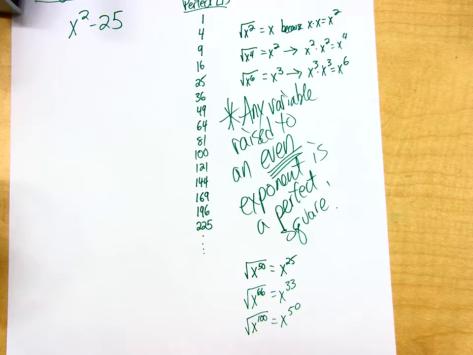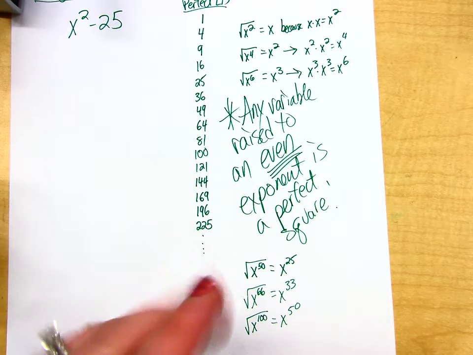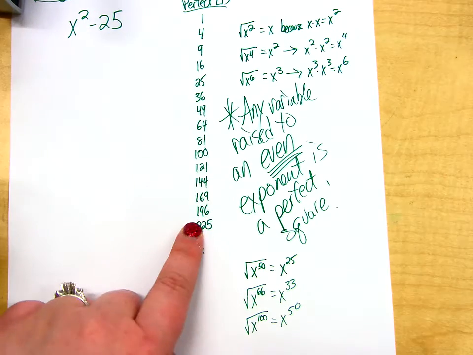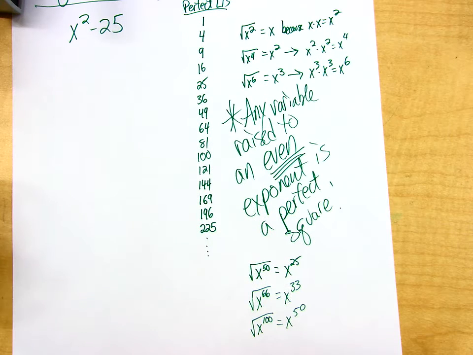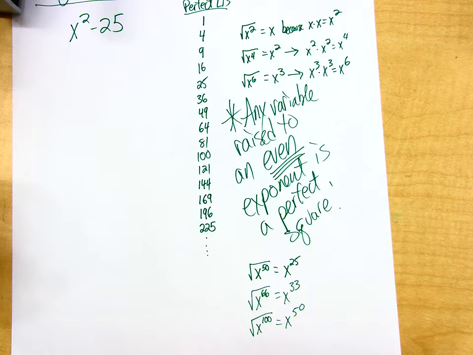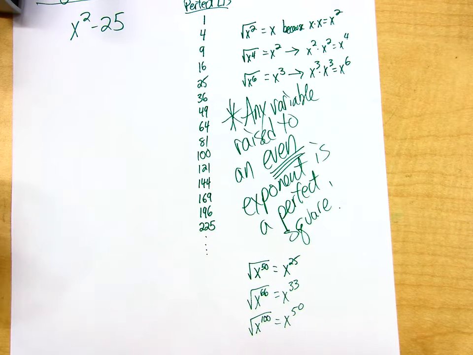So there's a difference if I'm just talking about a number. If it's just a number, it's got to be my perfect square list. If it's a variable raised to an exponent, it just has to be even. And it's considered a perfect square. Am I making sense so far? Yep. Now, how to factor them is actually super, super, super easy once you recognize that you have the difference of two perfect squares.